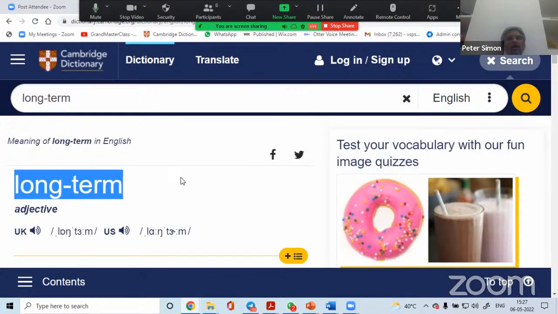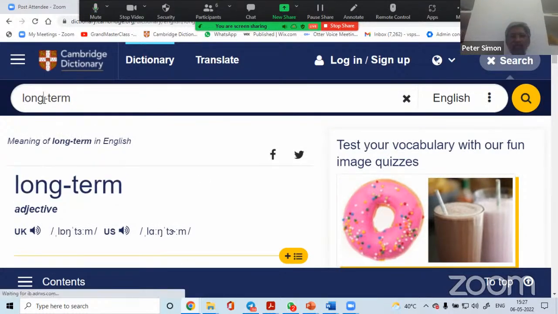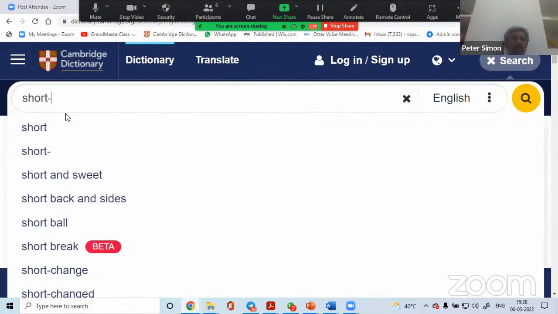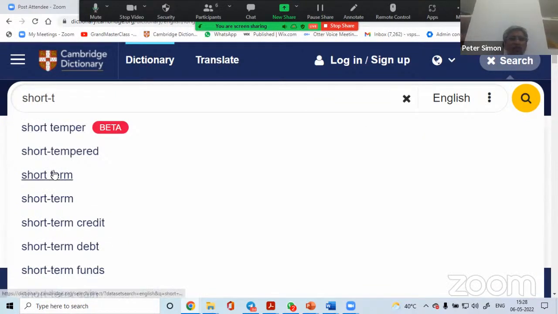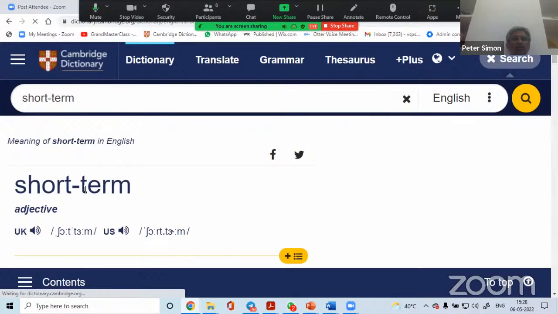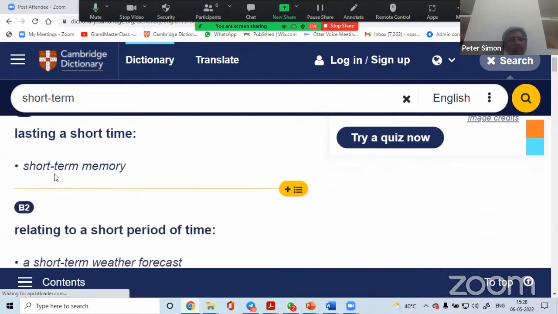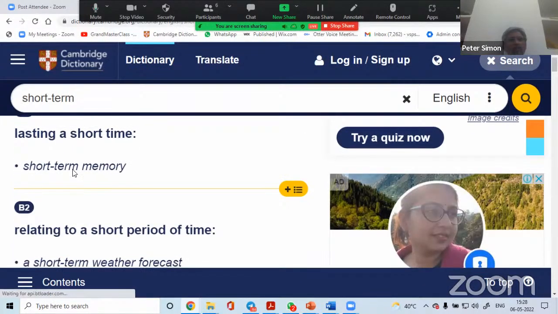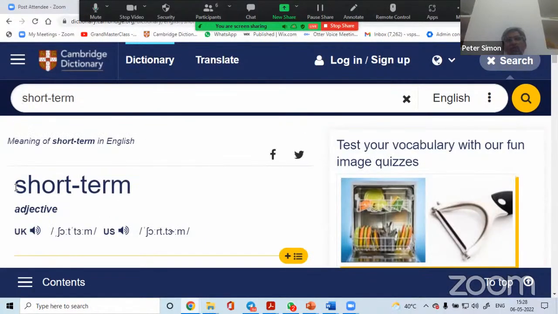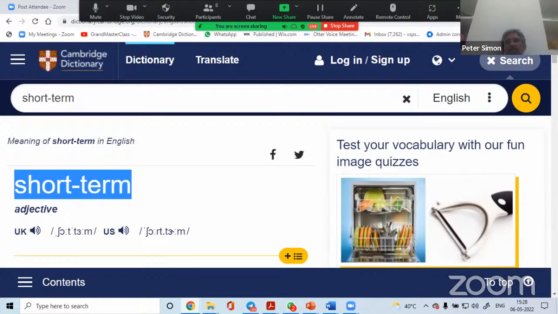These are called hyphenated words. And even in that matter, short-term also. S-H-O-R-T hyphen T. Short-term. See, separate or joint. Let us take separate. Again, it will take to joint only. You can see here, lasting a short time. Short-term memory. See, short-term. It should be like this. So it is not two words. It is one word. Remember that.